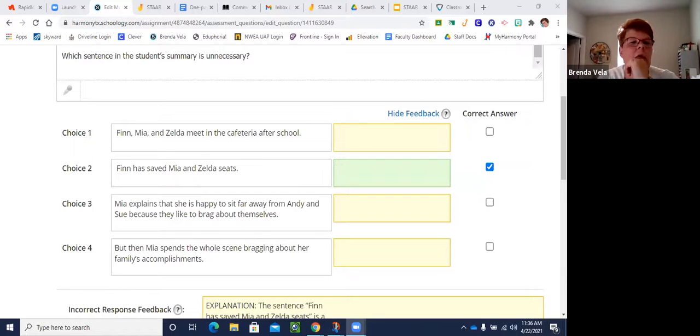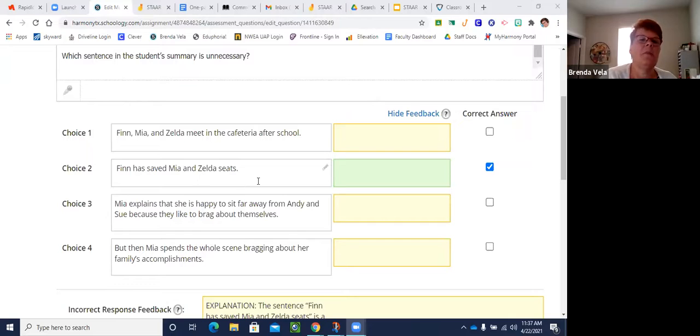I haven't heard from everybody. Why is number 4 so important to our story? What part would that fall into on a plot diagram? If I was going to diagram this story, where would I put this? Yeah, it's in that rising action. All those different events lead up to that climax, don't they?